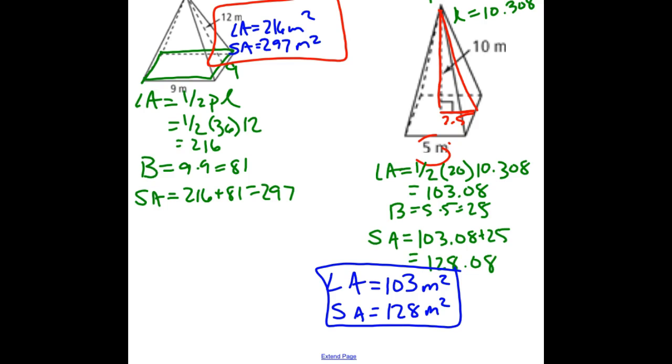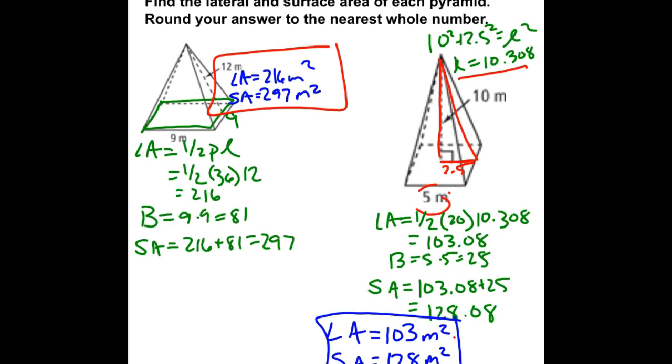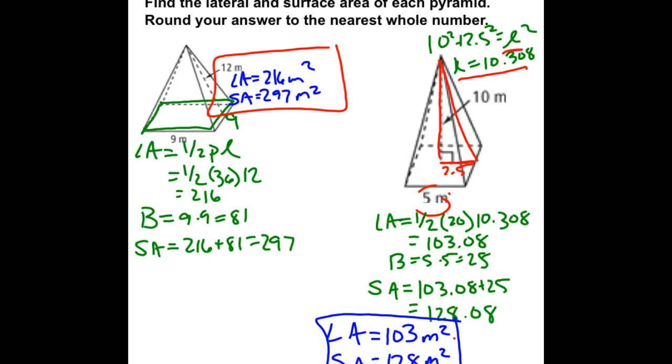All right, you should have gotten a slant height to be 10.308, something in that realm. You plug that in, your total surface area is 128 right here, and your lateral area ends up being 103. Careful with how you set up your Pythagorean theorem. Make sure that L was your C value. If it wasn't, then you might have gotten some very different answers for your slant height, which will then get you off on everything else.